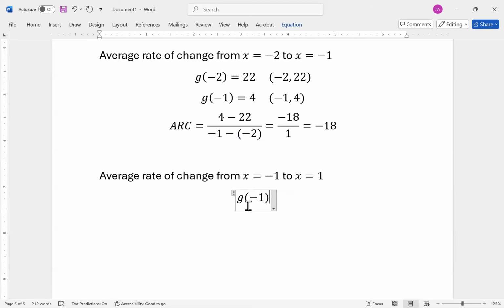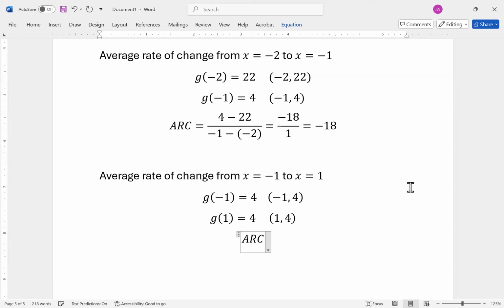If you plug in -1 into my g function, you get a 4. So we know we're at the point (-1, 4). If I plug in +1 into the g function, I also get a 4. And again, we saw that point earlier. We're at (1, 4).